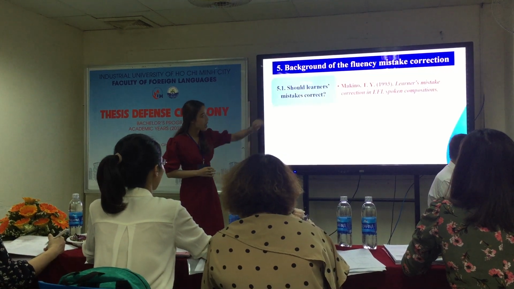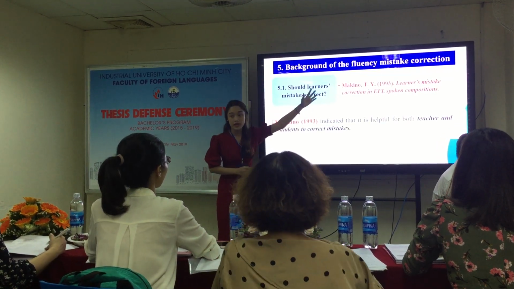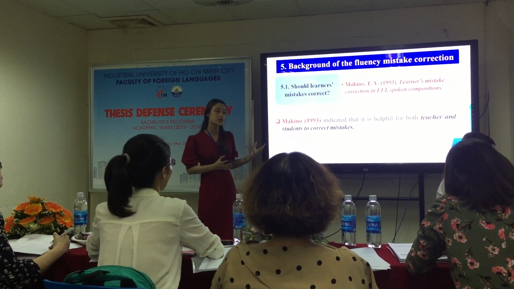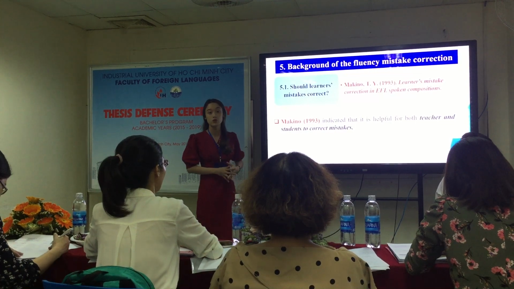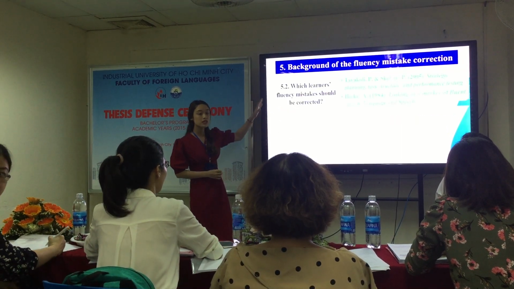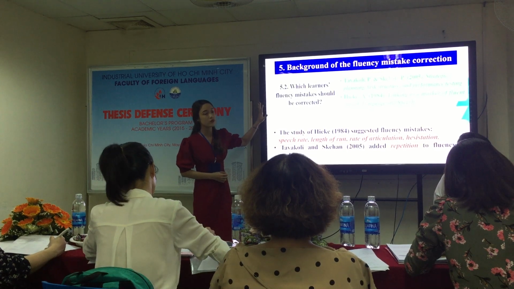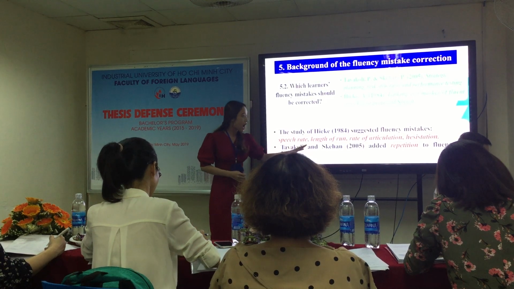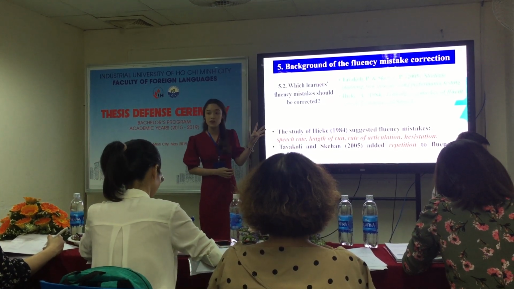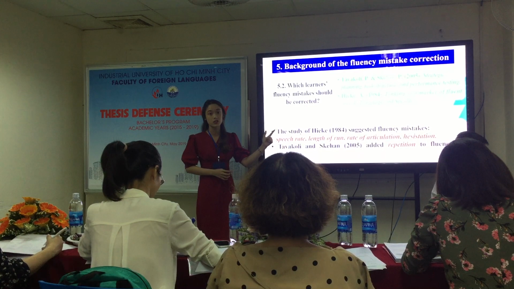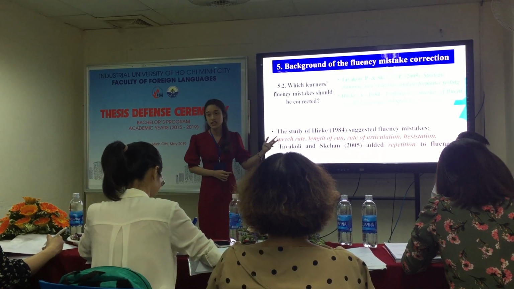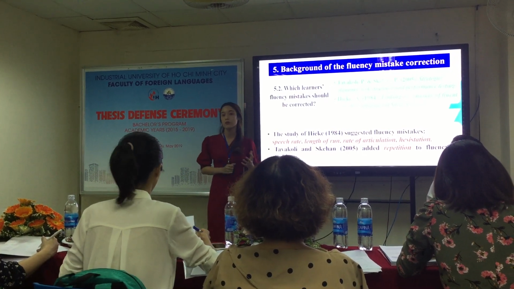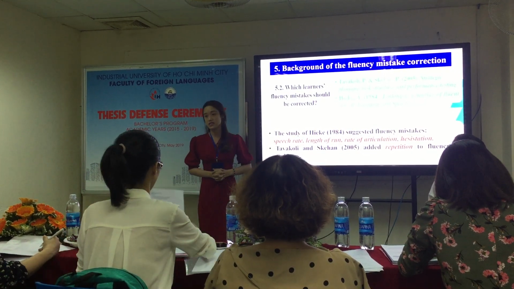In the first question, I based on a study of McKenna. He stated that it is helpful for both teacher and student to correct the mistakes during speaking English. After that, which fluency mistakes do learners make in speaking skill? The study of Hieke suggests that there are 4 fluency mistakes: speech rate, way of articulation, length of words, and hesitations. In addition, Tavakoli and Skehan 2005 also added repetitions into fluency mistakes.